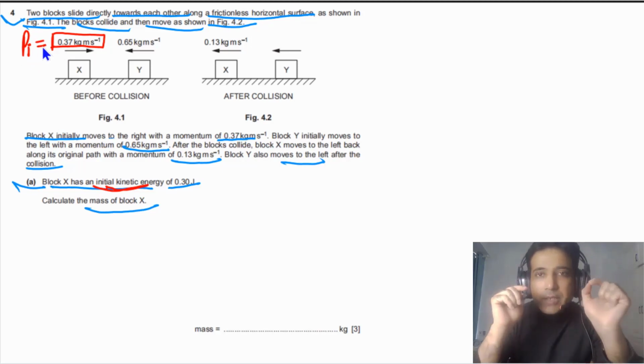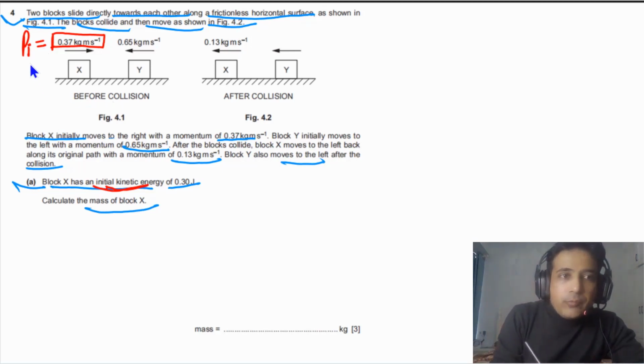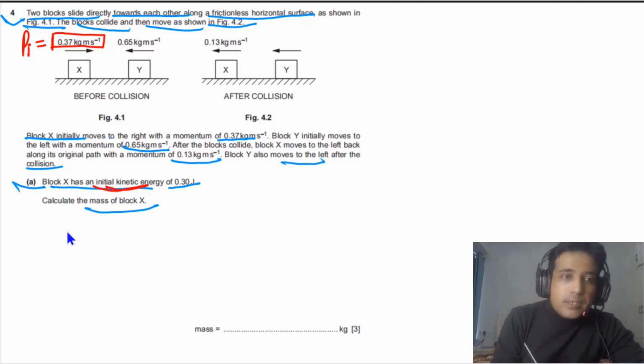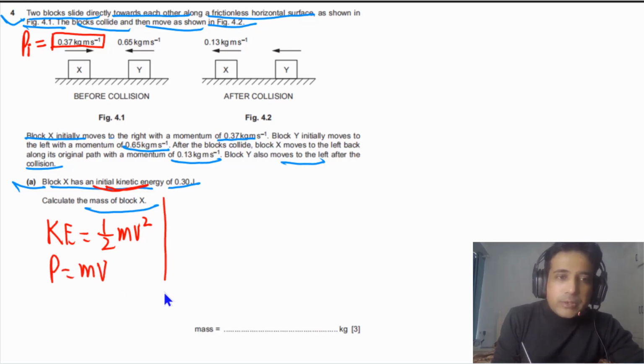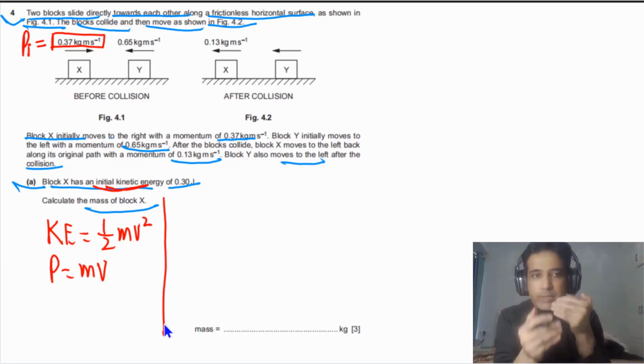We have kinetic energy. So you need to understand how to approach the problem. We have the momentum of the block, we have the kinetic energy of the block, and we need to calculate, in this case, mass. So we can start by writing the kinetic energy formula, which is 1/2 mv squared, and for the momentum, p is equal to mv. Now somehow we need to connect these two together so we can figure out the value of mass.